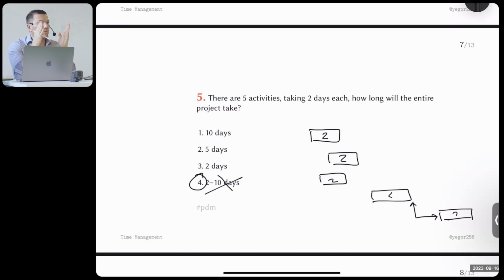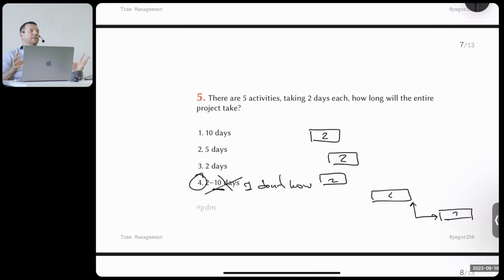Maybe there will be distance between them. For example, there will be the weekend between them. So the 10 days is not a guarantee, right? The real answer, in your version of the slide deck, was "I don't know." And that's the right answer: I don't know. So 10 days is definitely not the maximum duration of the project. So why am I saying this?